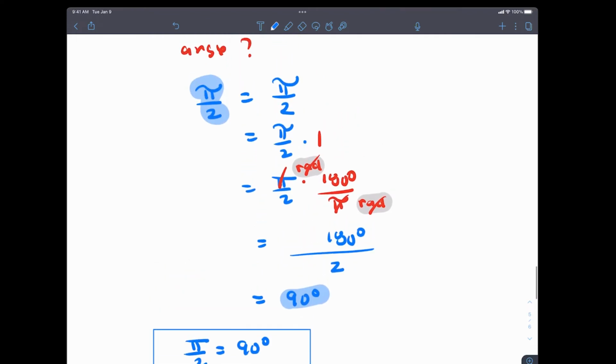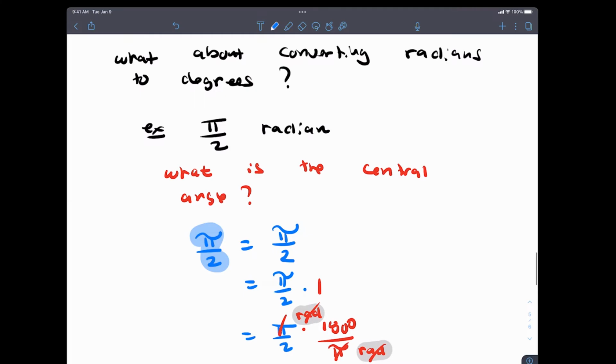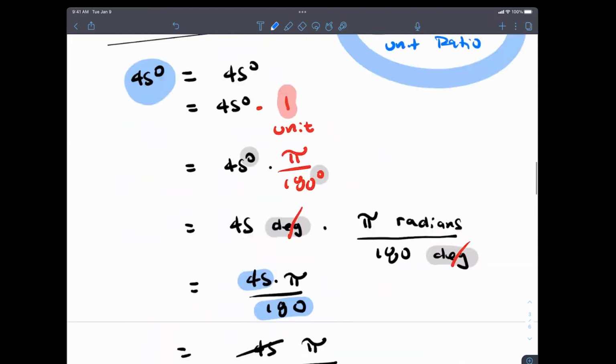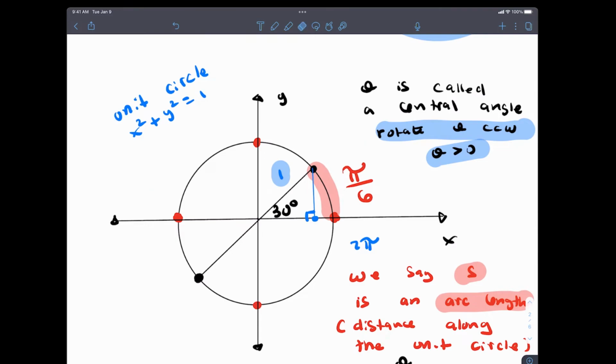This is conversion from radians now to degrees. Now, let's think about this. This is powerful. Pi over 2 is 90 degrees. Go back to this circle.